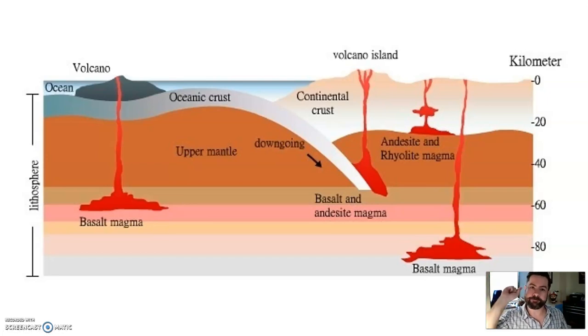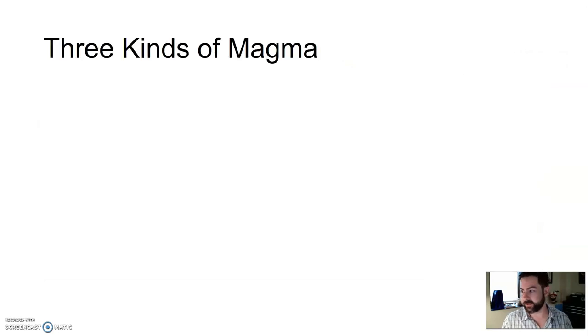Welcome back. We talked about where magma comes from, kind of how it's created. So depending on where magma is created, what's going on will determine the type of magma, which determines what will occur, the type of volcano that's created, also the types of igneous rocks that are created. So there's three different kinds of magma.